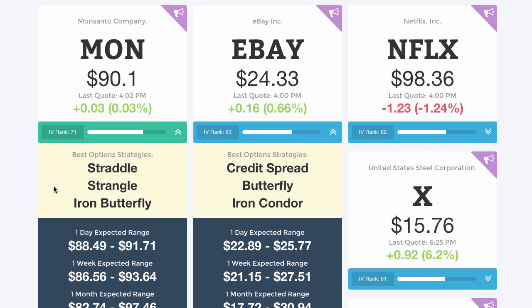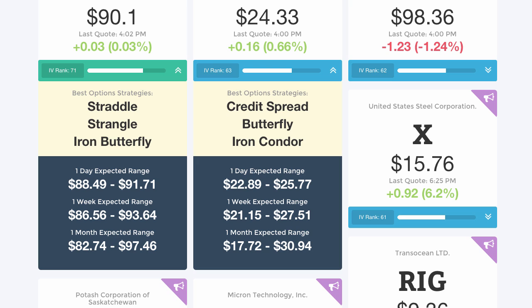Now, remember how we talked about the expected move or expected range of a stock? Well, we've also built that into our watch list software here at Option Alpha. And now you can see what the 1 day, 1 week, and 1 month expected range is for any security that you're looking at inside of our watch list. So you don't have to calculate it yourself. You don't have to add it to your charts if you don't have Thinkorswim and don't have the ability to do that probability of expiring cone.